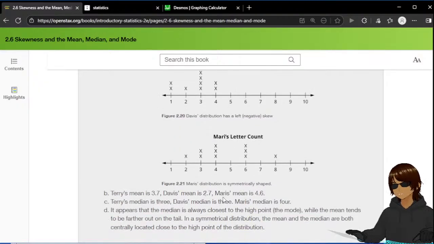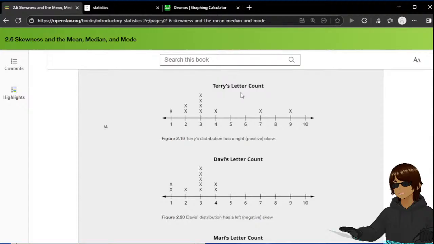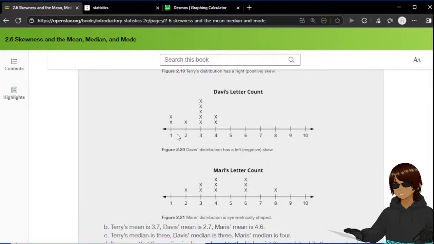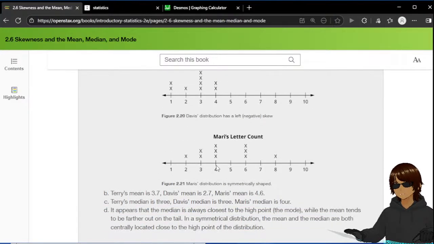2.7 and median is 3. Actually, no, Terry's letter count is the most skewed to the right. And Davy's letter count is skewed to the left. It's not all the way till here. And Mary's letter count is very close to symmetric, but these two kind of ruin it.